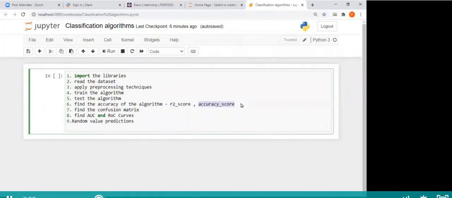Madhukar, I didn't get your question. Can we use confusion matrix in random means?